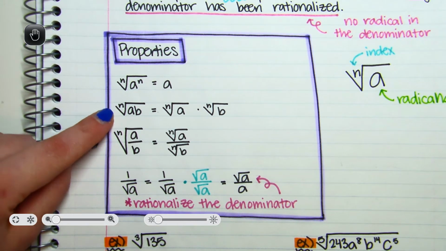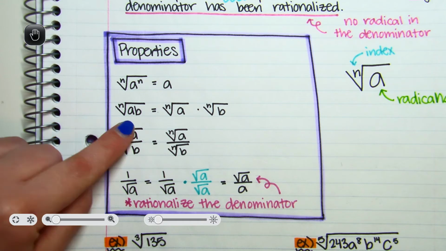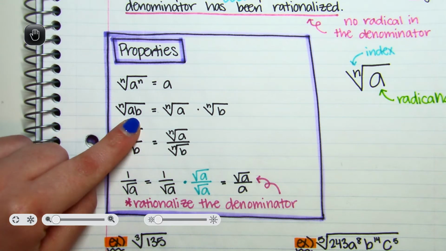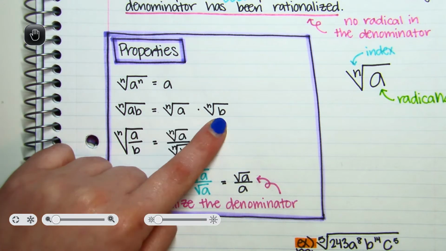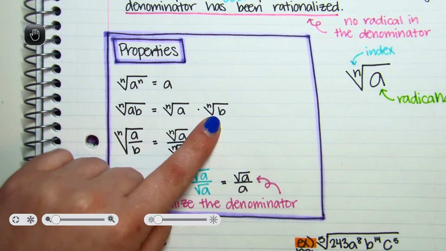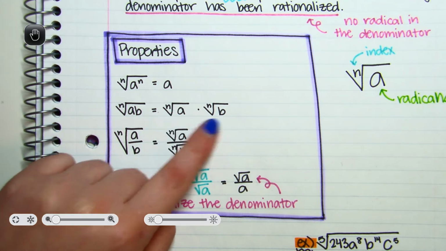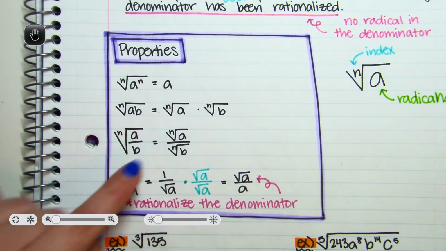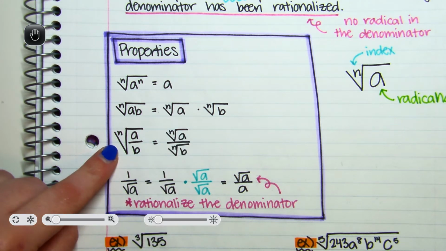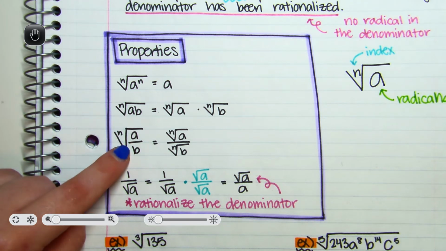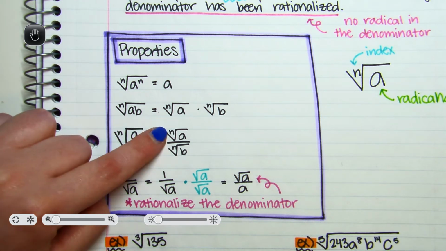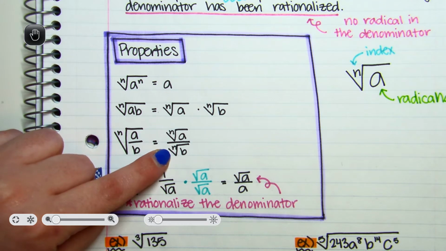Multiplication. We can separate it out. So if we have something multiplied underneath the radical, we can split it up into 2 separate or 3 separate, so on, however many things there are. You can separate them out and multiply them. Then if they are divided, same idea. If you have the radical with a fraction underneath, you can rewrite it as the radical of the top divided by the radical of the bottom.